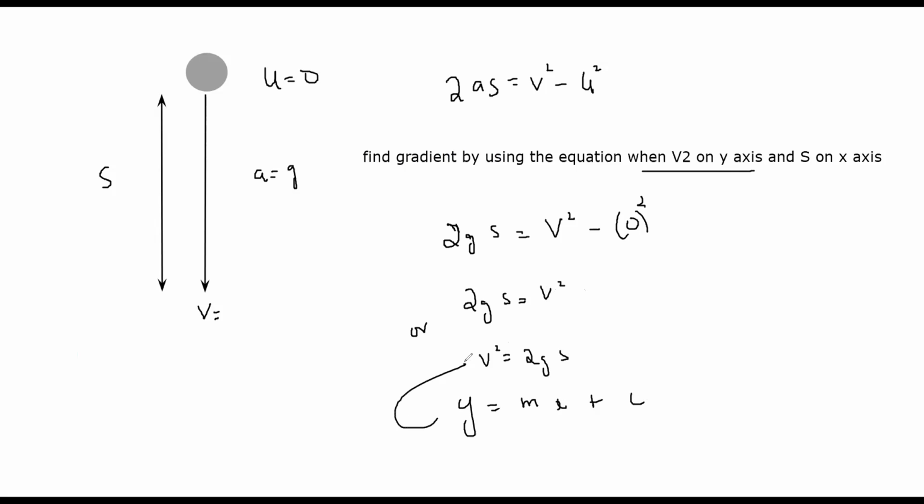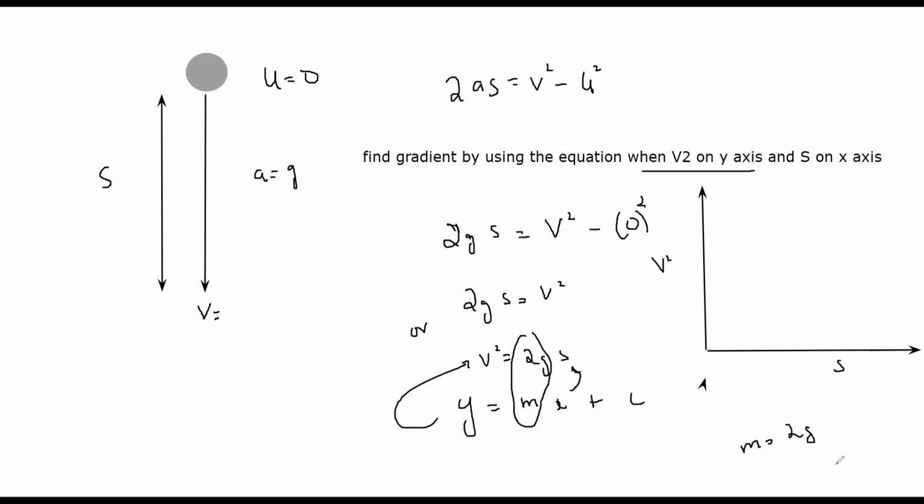So if on y-axis I have v square, so on y-axis I'm plotting v square. On x-axis I'm plotting distance. So what will be my gradient? What I'm left with is 2g. So the whole gradient will be 2g. 2 is a constant number, and g is the acceleration due to gravity, that's also constant. So it shows it will be a straight line.